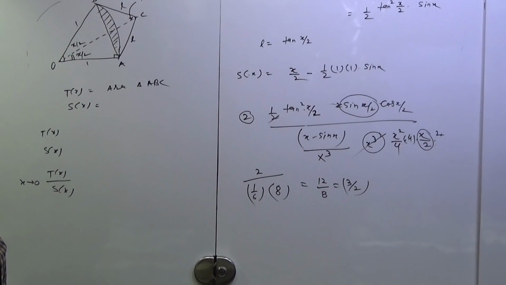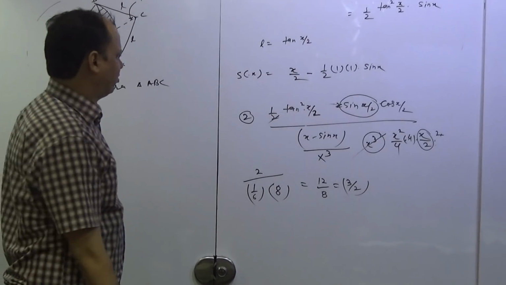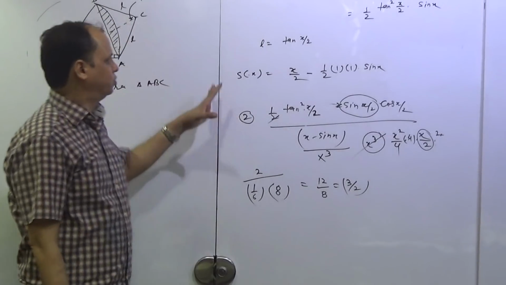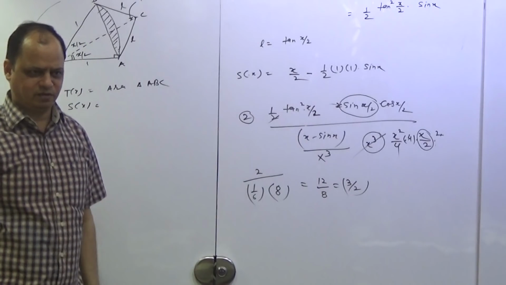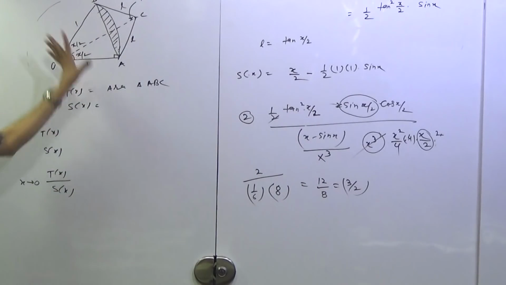T of x by s of x. There can be a calculation error which you solve once and identify it. The method is right. Method you must have understood. Yes, right? Is it okay?